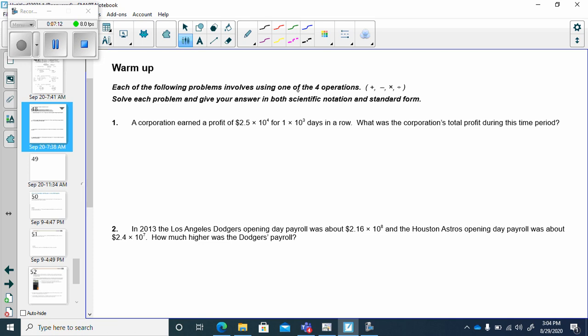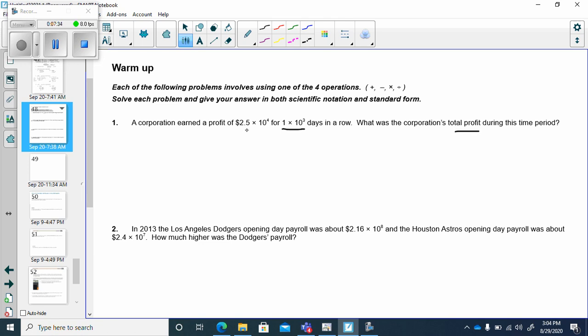Each of the following problems involves using one of the 4 operations: addition, subtraction, multiplication, division. Solve each problem. Give your answer in both scientific notation and standard form. A corporation earned a profit of 2.5 times 10 to the 4th for 1 times 10 to the 3rd days in a row. What was their total profit?